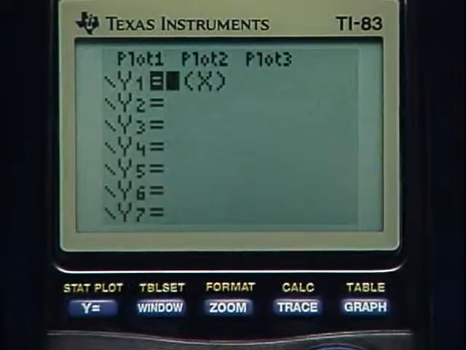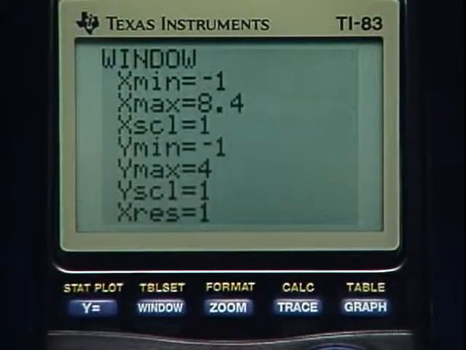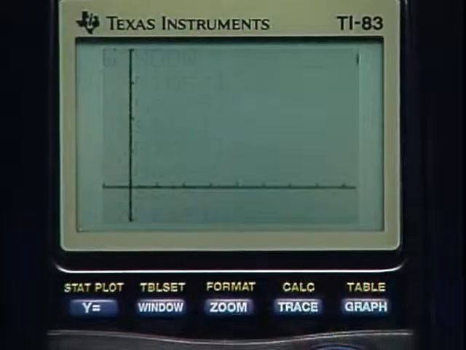On the TI-83, I have already entered the function and I have made these window settings. And for no particular reason, the x min and max were chosen to give friendly values when I cursor left and right, and the y min and max were chosen just to contain our function in a sort of visually desirable position. Here's the graph.